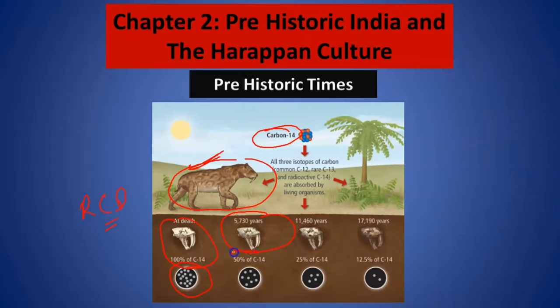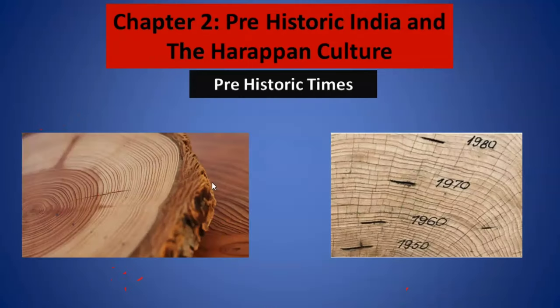After a few years, 50% of the carbon 14 will be lost. After, let's say, these many years, only this much percentage of carbon 14 will be left. And after these many years, this much percent of carbon 14 will be left. So based on this, we can identify the age of this. How exactly is this identified? This is a subject of archaeology, but I hope I have given you guys a rough idea.